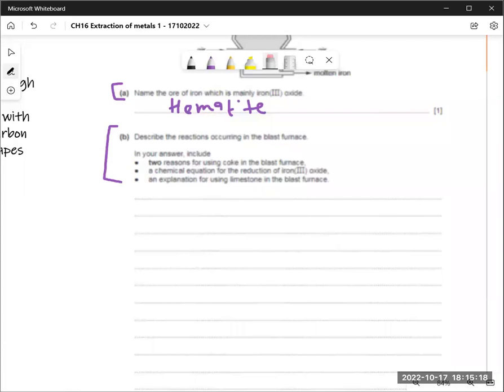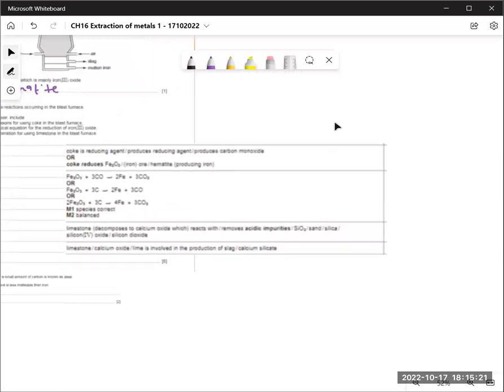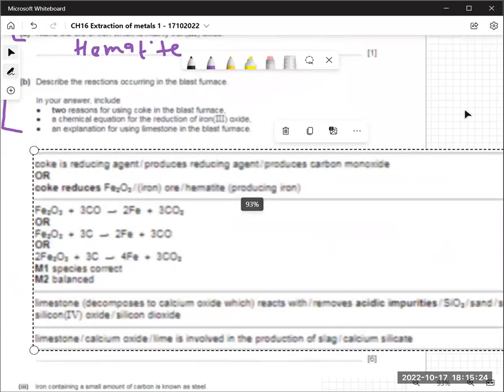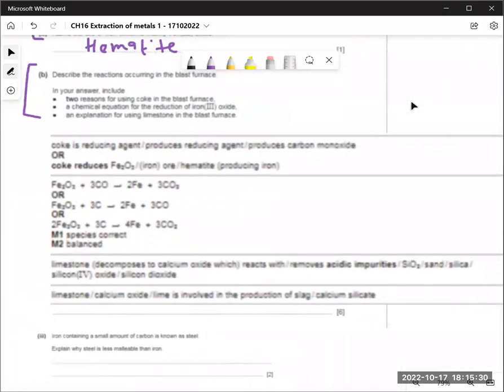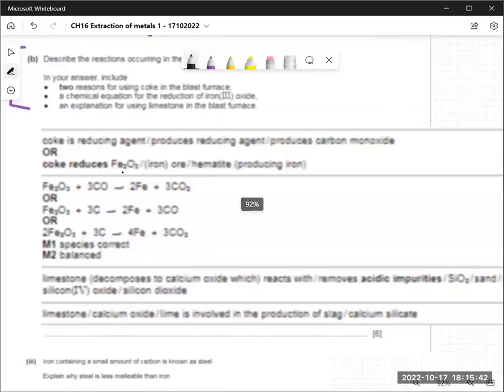Now, if all of you have your own books for chemistry, it will be easier for you to read. It's kind of blurry if I take it from the book. Now, Safa, read the answer. Coke is a reducing agent, for reducing Fe2O3. I'll make it more clear. Just a second. Zahra, read meanwhile. Coke is a reducing agent, produces carbon monoxide.